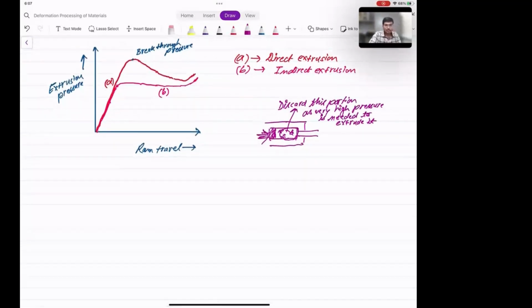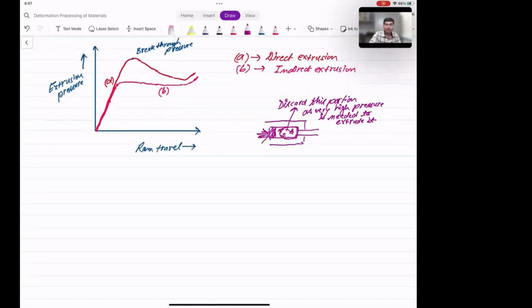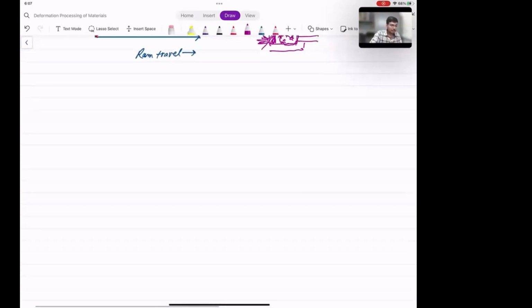So this gives us the variation of extrusion pressure with ram travel. As the ram pushes the billet, these curves represent the variation of pressure in the case of direct and indirect extrusion. Okay, so now let us see some other important things.